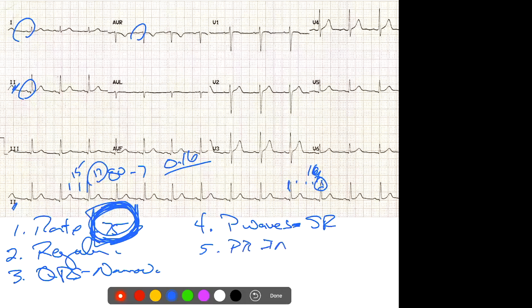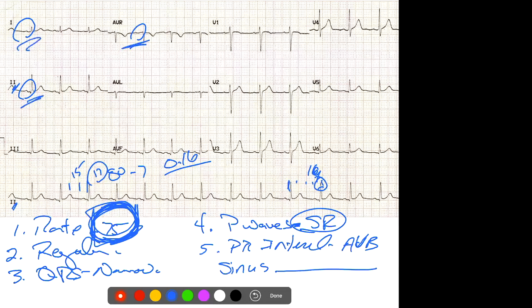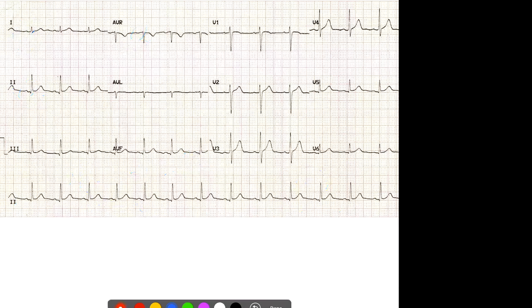PR intervals are important for when we get to AV heart blocks. So even though we know what rhythm it is, we'll still want to eventually make sure we're looking at that. But for our purposes, we know we have sinus something. The reason we know is because the P waves fit the criteria. So with a rate of 75, what type of sinus rhythm do we have? How about a normal sinus rhythm. Does that make sense? Yes. Okay, good.